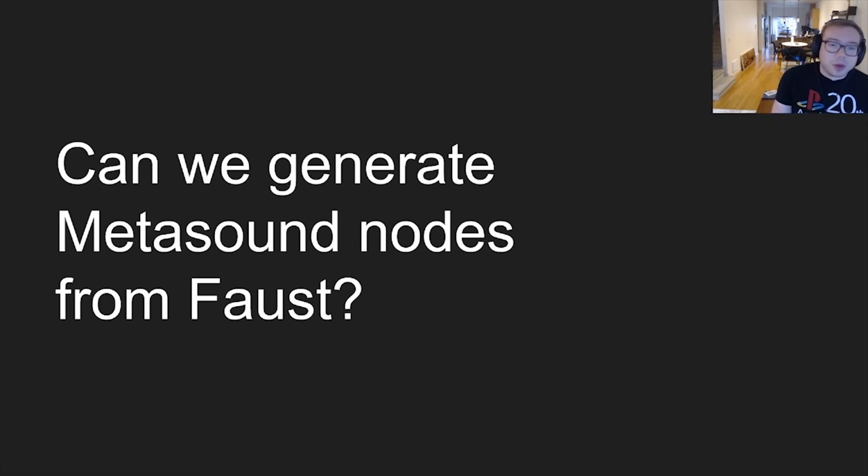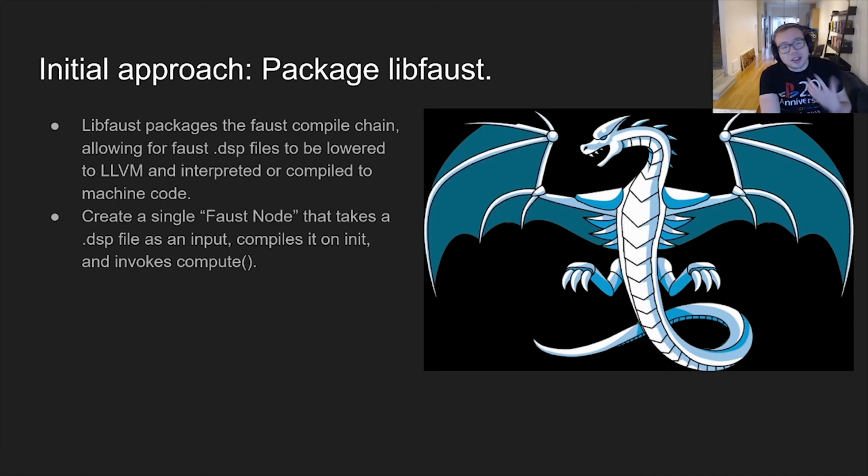So the first brute force method I was thinking was I'll take libfaust and I'll package it into a plugin for Unreal, and it'll be like a Faust node. It's a node implemented in C++, and you give it what Faust script you want, and it'll compile that on the fly using libfaust, using Clang, using the full compiler toolchain, and then just invoke the compute callback for that thing. Initially this was an interesting route, and I ran into some serious drawbacks with it.